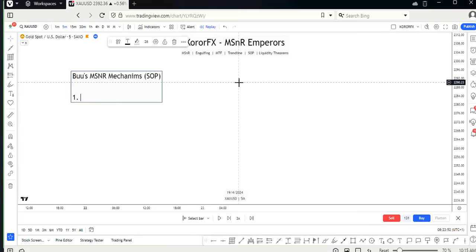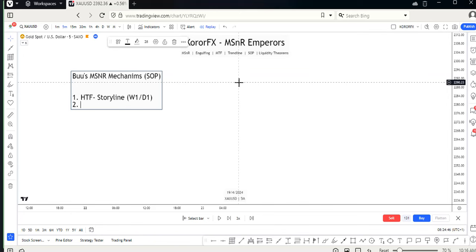First one, high time frames. I use high time frames for storyline. You use the high time frame for storyline, right? Which time frame you like the most? You like weekly, for example, weekly and daily storyline. That's what you always look for. Every time you wake up in the morning, check weekly, daily. That's your mechanism. Understand? You check weekly, you check daily. If there is no storyline, go and do your own stuff. Okay.